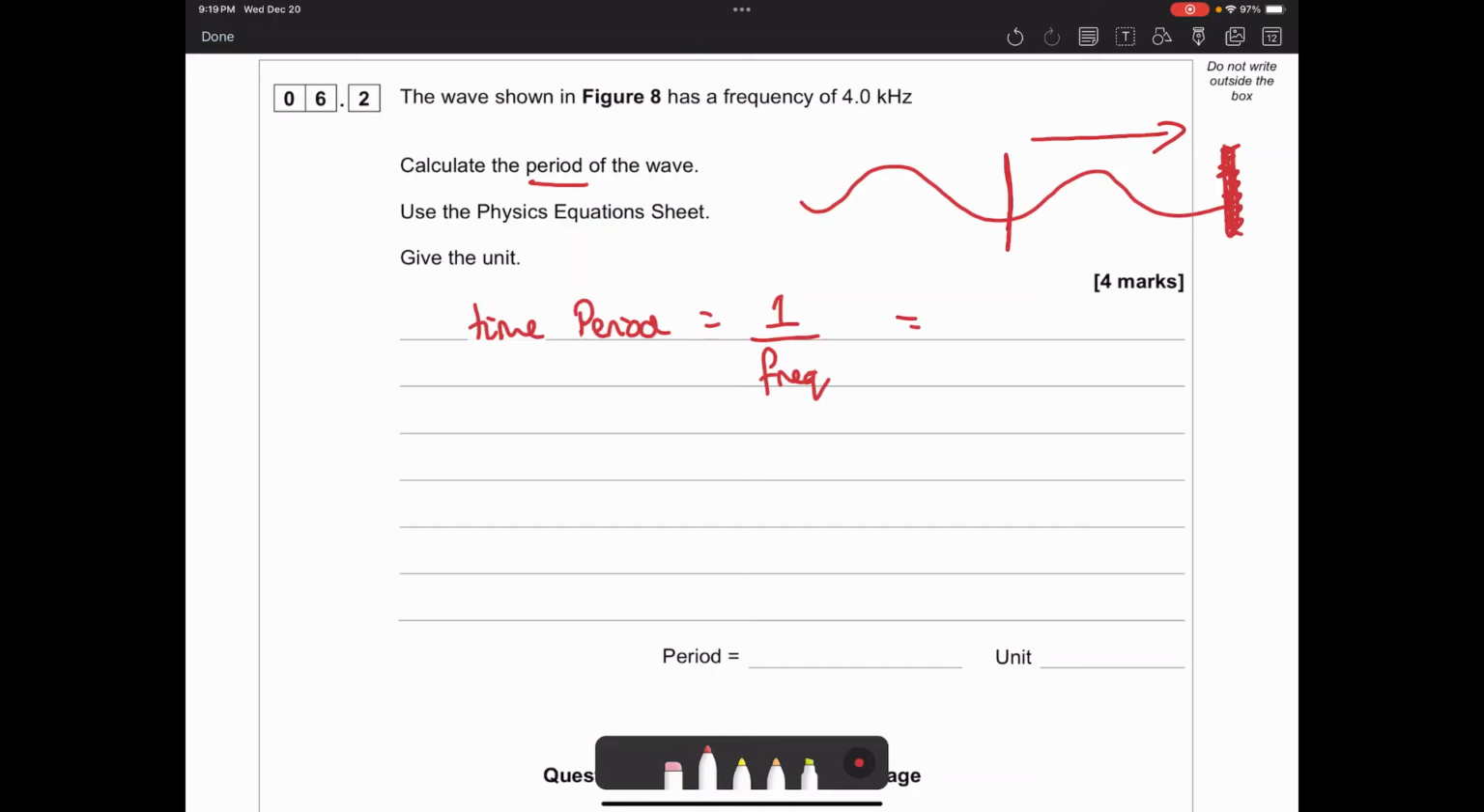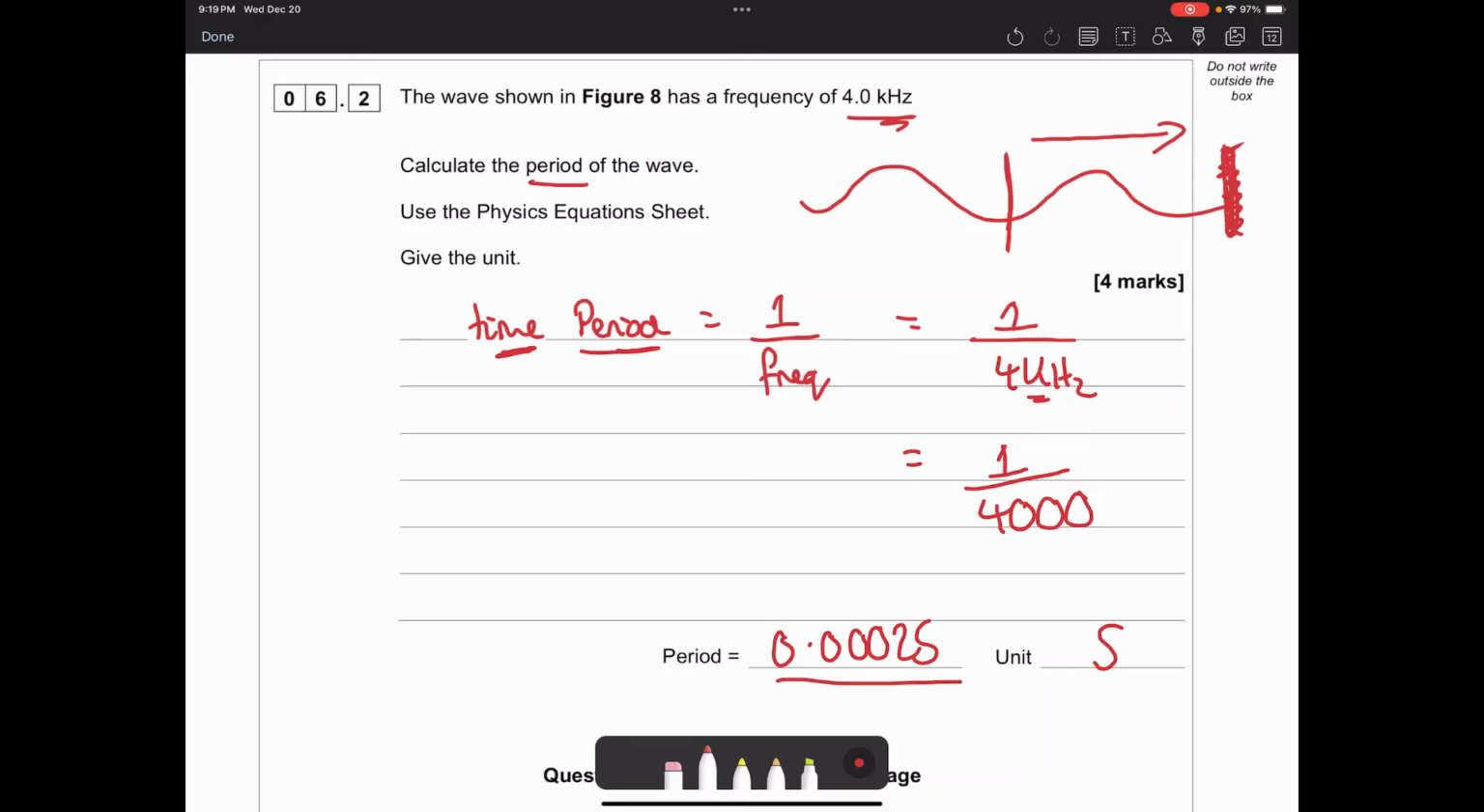So you've been told the time period is 1 divided by the frequency, so it's just 1 divided by 4 kilohertz. But in this equation, it needs to be in hertz. Kilo is 1,000, so it should be 1 divided by 4,000. If you do 1 divided by 4,000, it equals 0.00025, and because the period is a time, we always measure time in seconds. So it takes 0.00025 seconds for this wave to pass one certain point, and that's it.